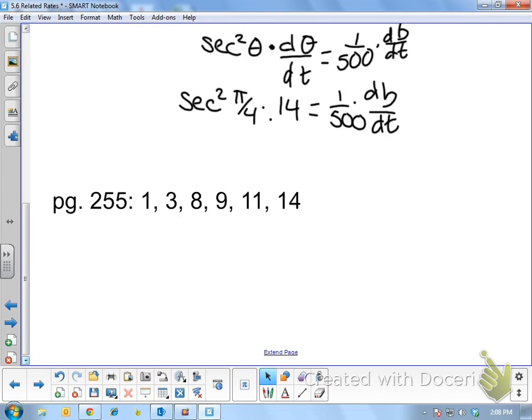You can't square 0.14. Oh, there's a decimal place. Times 0.14? Yeah, times 0.14. Oh, my. Yeah. Okay.